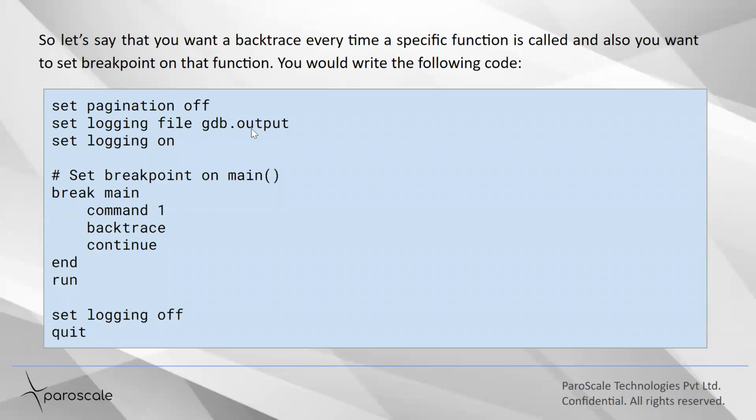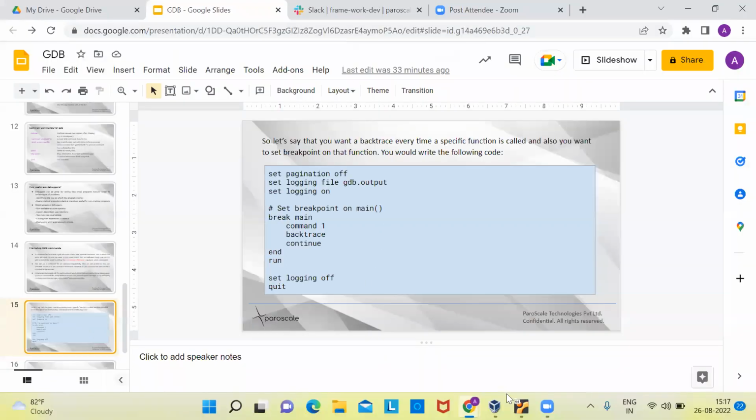I have a GDB command file example. This is my GDB file, and the extension is .gdb. Here I have code where I want to add a breakpoint on the main function, continue with the backtrace, and run the next execution of the code. And after that, I want to quit that execution. So how exactly does this run? Let's take an example.